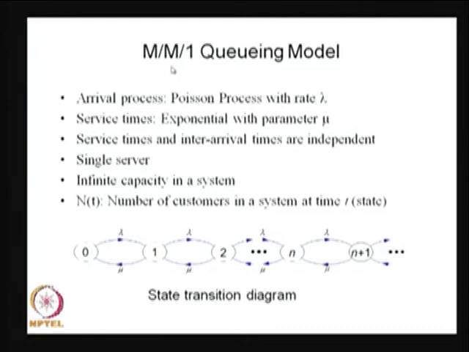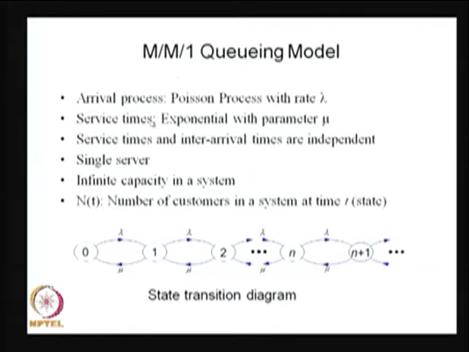The second information is the service time. Service times are exponentially distributed with the parameter mu, and the service times are independent for each customer, and that is also independent of the arrival process. That means there is no dependency of the arrival pattern on the service pattern. Service times and the inter-arrival times are independent.